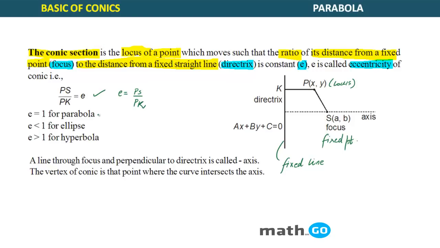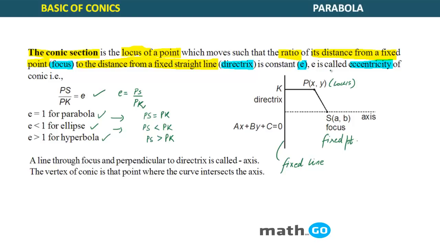Since you are studying parabola, for parabola e is equal to 1, for ellipse e is less than 1, and for hyperbola e is greater than 1. What this means is, for parabola PS will be equal to PK, for ellipse PS will be less than PK, and for hyperbola PS would be greater than PK. This is how we have to remember it.